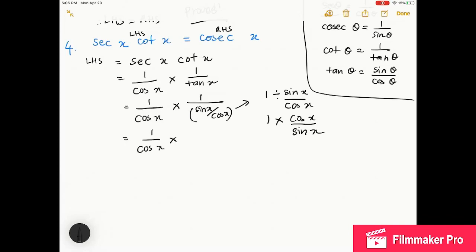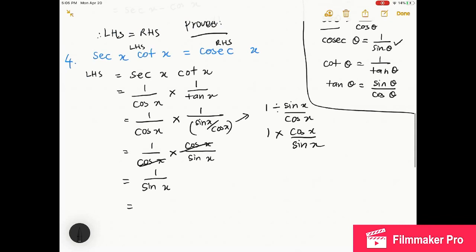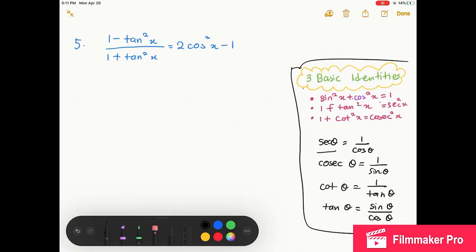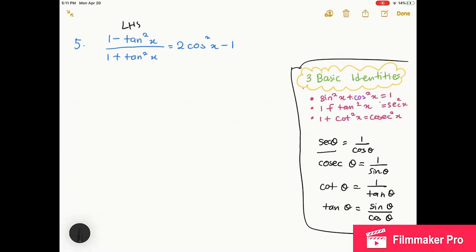So 1 over cos x times cos x over sine x. So we can simplify this and we'll get 1 over sine x, where 1 over sine x is equal to cosecant x. Proof. So left hand side is equal to right hand side. Okay, the next question is question number 5. So let's solve this question.